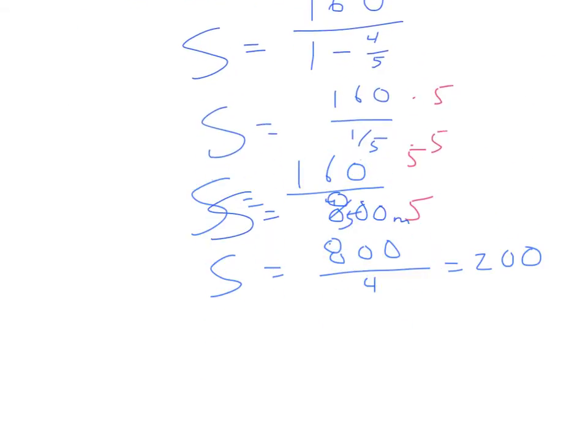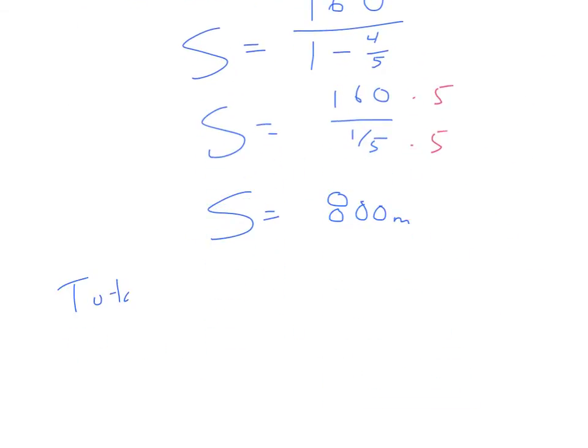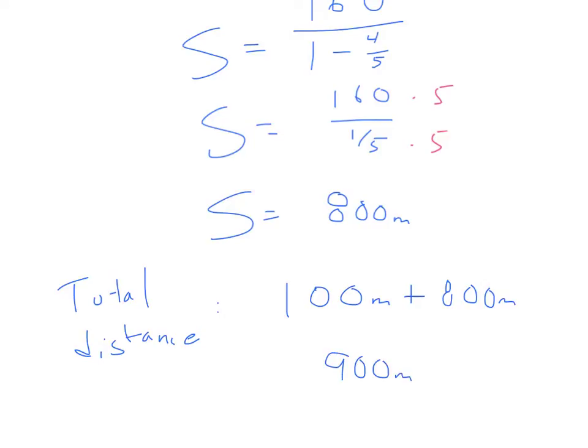But that's not the total distance. My total distance will be the 100 initial meters that the ball fell, plus the 800 meters worth of geometric series bouncing part. So my total distance here is going to be 900 meters.